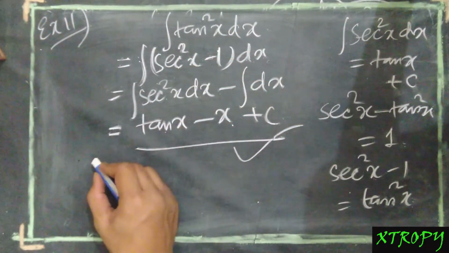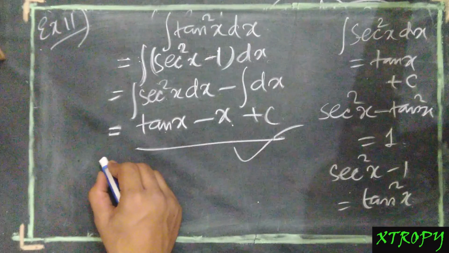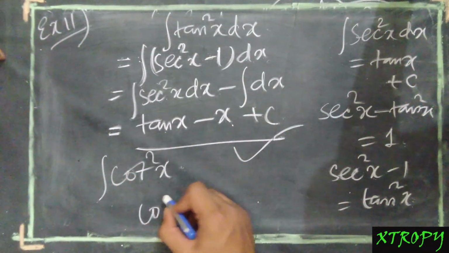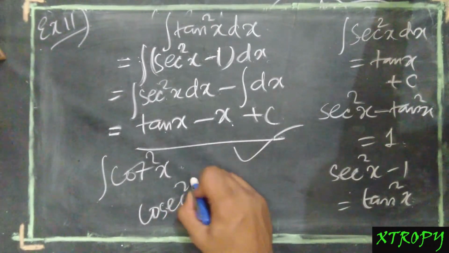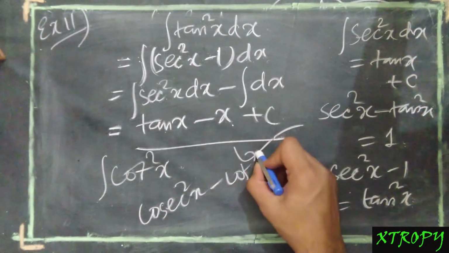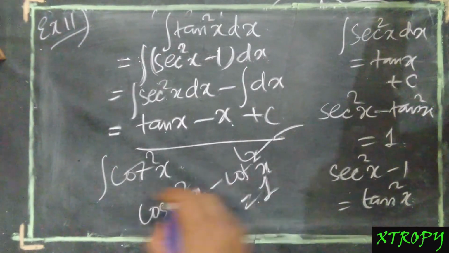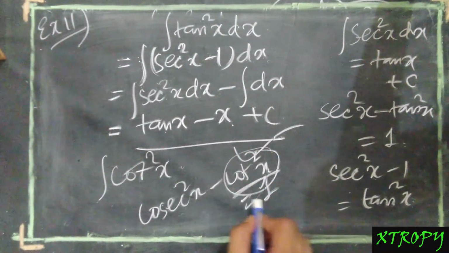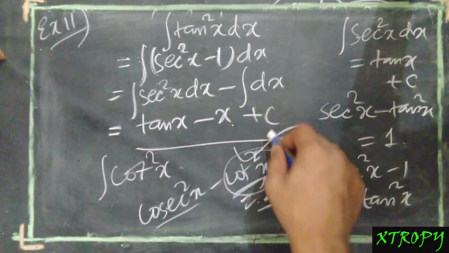Suppose this question was cot square x. Then we would have used the identity cosec square x minus cot square x equals 1. We would have converted the cot square x into cosec square x minus 1 and then followed the same process.